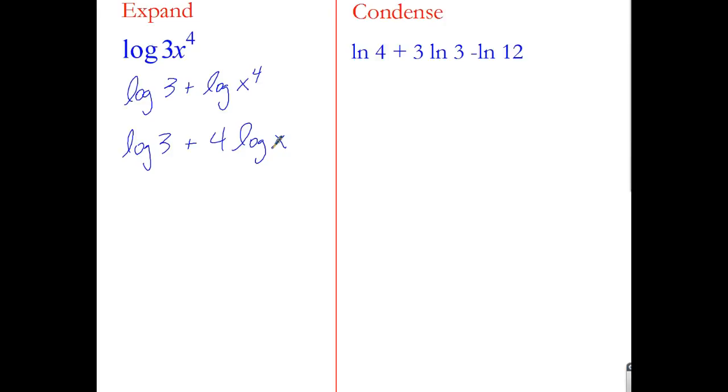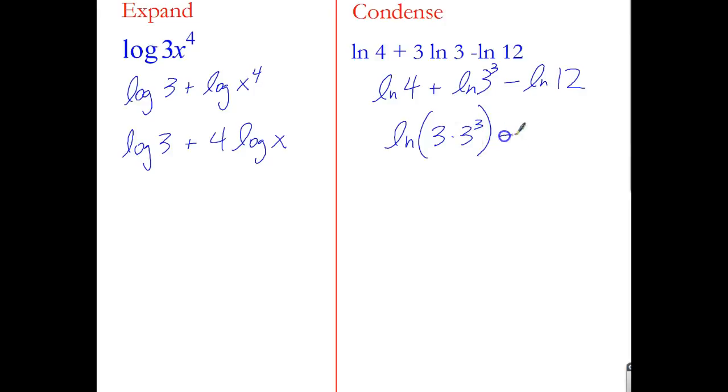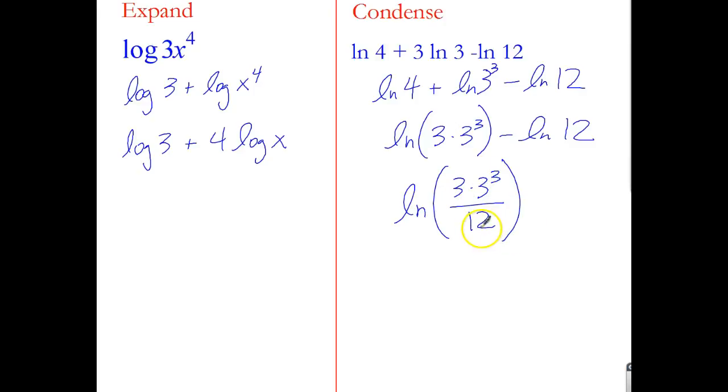Okay. Over here, this is ln, natural log, so we're just going to put these together. We're going to do ln 4 plus ln 3 cubed minus ln 12. So we'll do the natural log of 4 times 3 cubed minus the natural log of 12. So then we get the natural log of 4 times 3 cubed divided by 12. Well, 3 divided by 12 is 4, so then we've got 27 over 4. I think that's right.